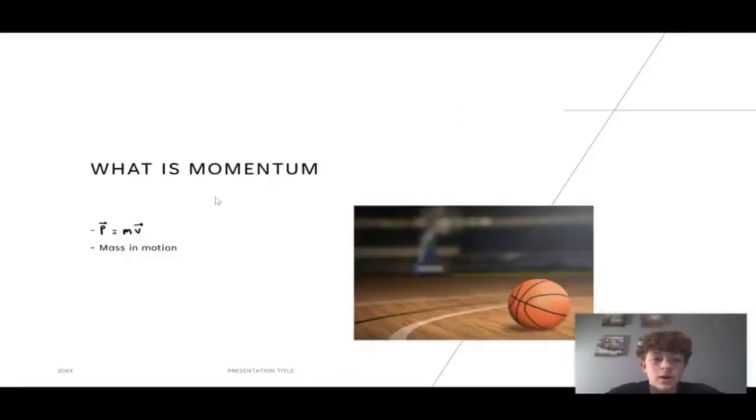Thank you, Robert. To start, I will be answering the question, what is momentum? Momentum is mass in motion, which means how much mass is in how much motion. Momentum is usually denoted by p, which is a vector quantity. The definition of momentum is p equals mv, in which m is mass and v is velocity. The units are kilograms times meters per second, and momentum is always a vector quantity.